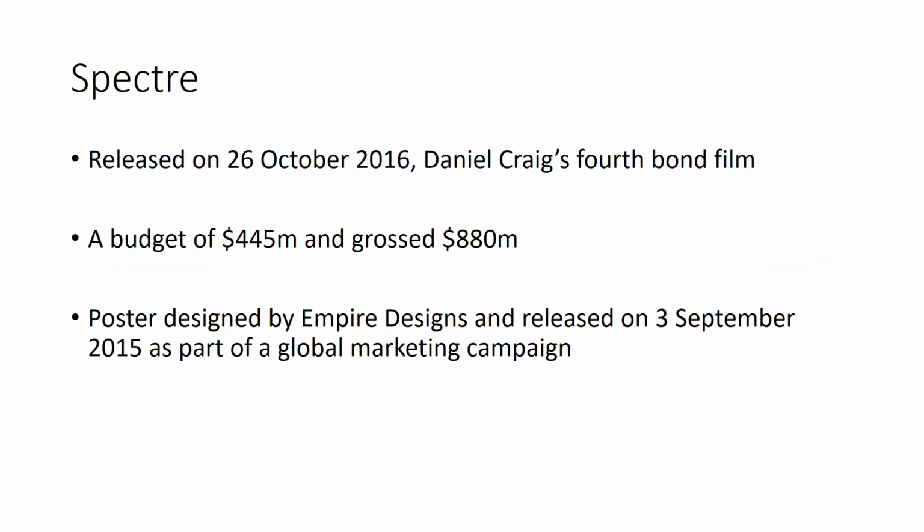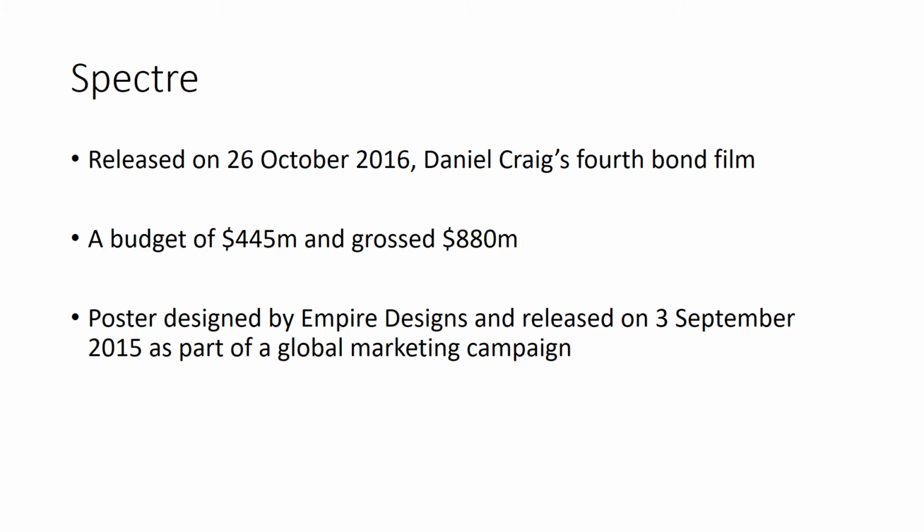Moving on to Spectre then. Spectre, released in October 2015, Daniel Craig's fourth Bond film. You can see how the budgets have increased significantly since the 1970s. $445 million, grossing $880 million. Another successful film. The poster was designed by Empire Designs and released in September 2015 as part of a global marketing campaign.